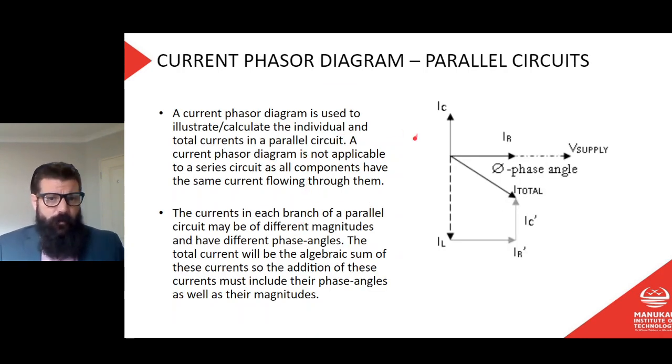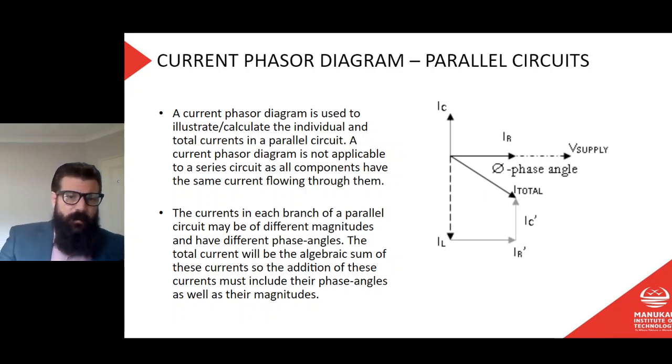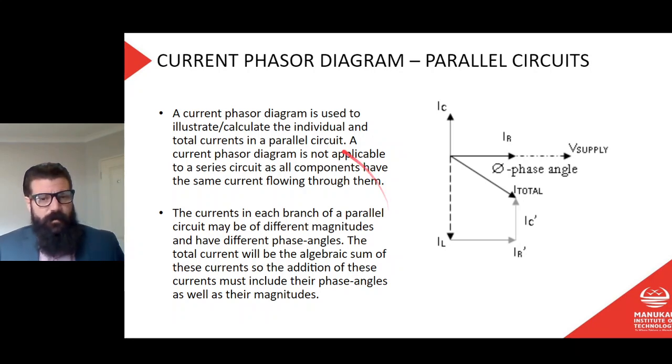Current phasor diagram for parallel circuits, right? In a series circuit, our current will be the same everywhere, but in a parallel circuit, that is not the case. And just like in our series circuit, where we saw that we can't just add our voltage drops together, in our parallel circuit with these different components, we can't just add our individual currents together. So a current phasor diagram is used to illustrate and calculate the individual and total currents of a parallel circuit.